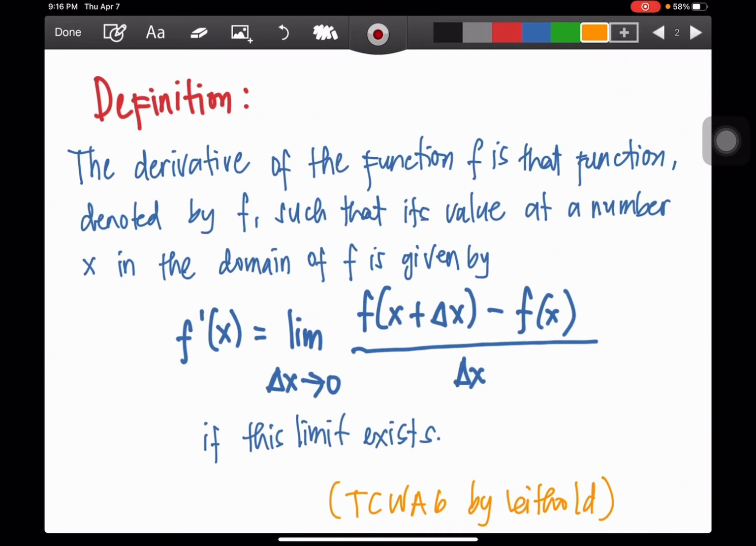definition here taken from the Calculus with Analytic Geometry by Leithold. The derivative of the function f is that function denoted by f prime such that its value at a number x in the domain of f is given by f prime of x equals the limit of f of x plus delta x minus f of x all over delta x as delta x approaches 0, if this limit exists. So we are going to use this formula all throughout in our examples.